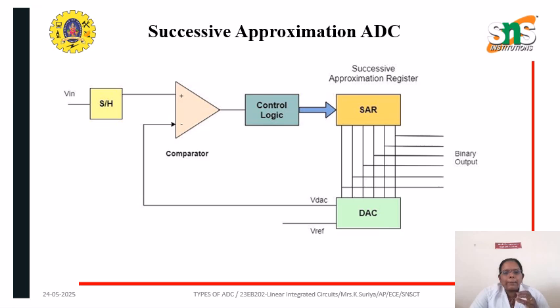The comparator compares this analog value VA with the external analog input value VI. The output of the comparator will be 1 as long as VI is greater than VA. Similarly, the output of the comparator will be 0 when VI is less than or equal to VA. The operations mentioned here will be continued until the digital output is a valid one.